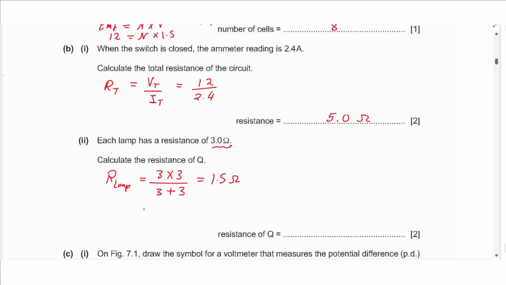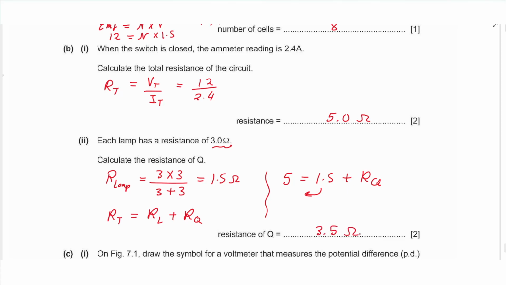Then we use the series equation, which gives the total resistance is equal to the resistance of the lamps plus the resistance of Q. So we have 5 equals 1.5 plus the resistance of Q. So we subtract 1.5 from 5. That gives an answer of 3.5 ohms.